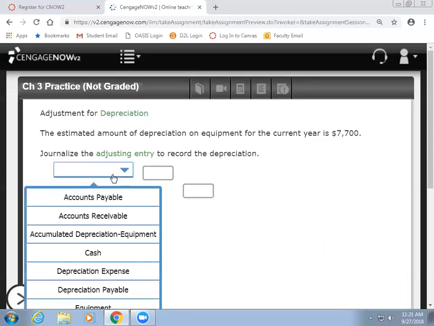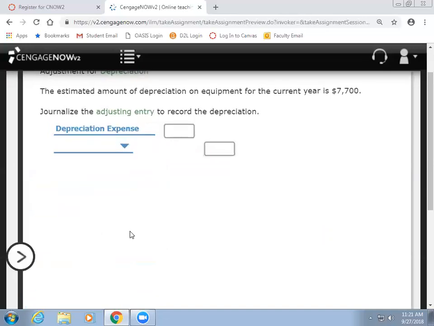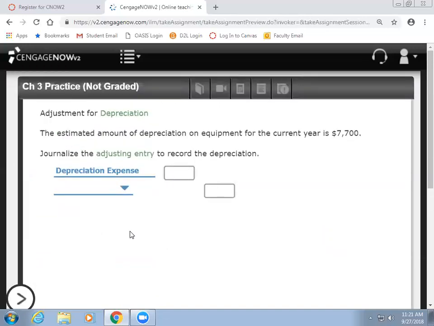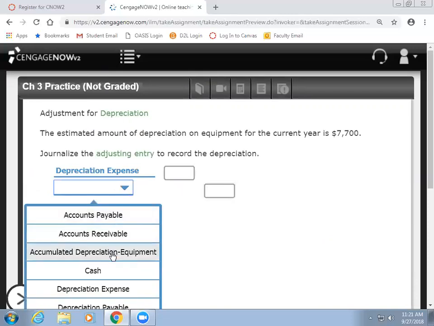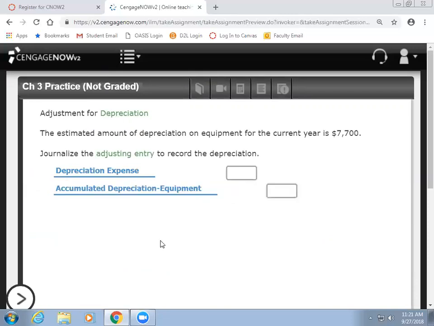So it's always a debit to depreciation expense, and a credit to that contra asset account, accumulated depreciation on the equipment. Remember, accumulated depreciation on equipment is a contra asset account. Contra just means opposite, so it increases on the credit side instead of the debit. And it's really just holding that decline in value.